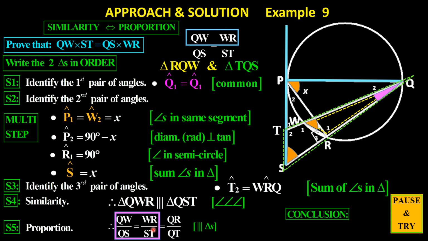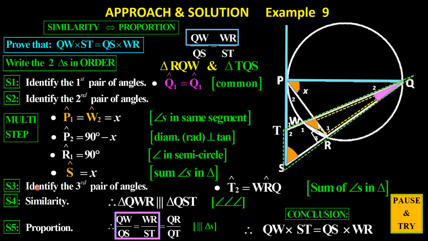But we don't want it in that form, so we just cross multiply, and there we get our required expression: QW times ST equals QS times WR. And there we've proved that. So what we've done here is we've first of all transformed this into a standard form. And from there it's like a B1 type. Then we just have to prove the similarity using our standard procedure.